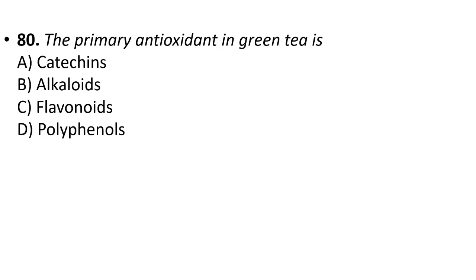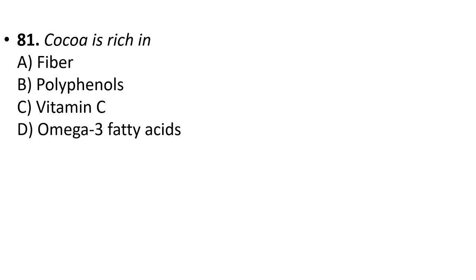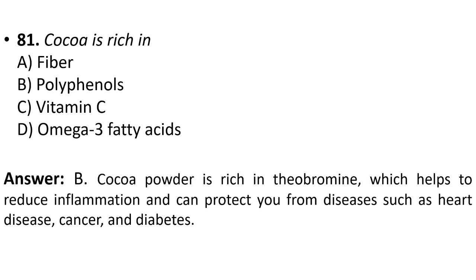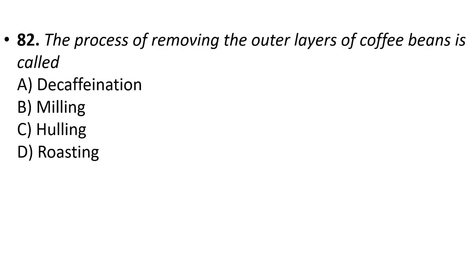80th question. The primary antioxidant in green tea is catechins, alkaloids, flavonoids, polyphenols. Your answer is option A, catechins. 81. Cocoa is rich in fiber, polyphenols, vitamin C, omega-3 fatty acids. Your answer is option B, polyphenols. Cocoa powder is rich in theobromine, which helps to reduce inflammation and can protect you from diseases such as heart disease, cancer, and diabetes.